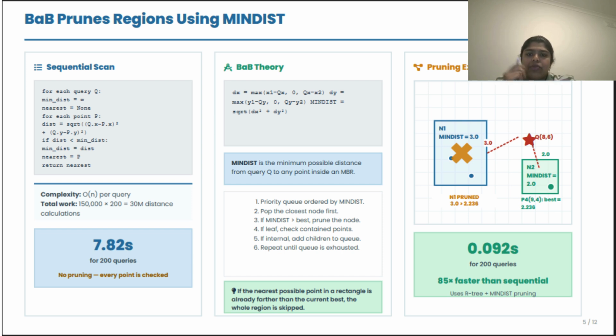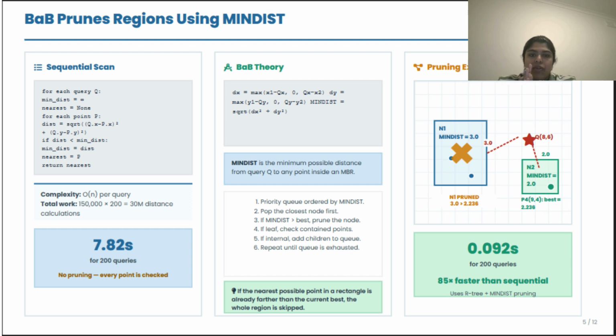It is a distance to the closest edge of a rectangle, not to any actual parking lot inside it. The pruning rule follows directly. If the minimum distance of a rectangle is already greater than the best distance I have found so far, then every point inside that rectangle is also guaranteed to be further away. The region cannot possibly improve my answer, so I skip it entirely with one comparison.